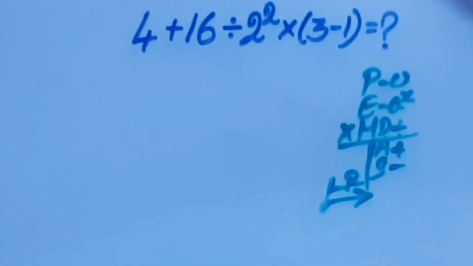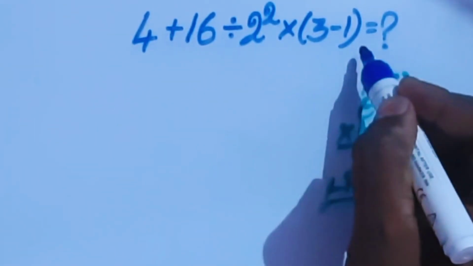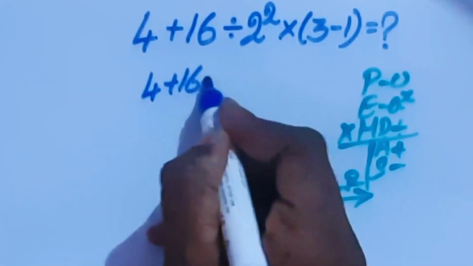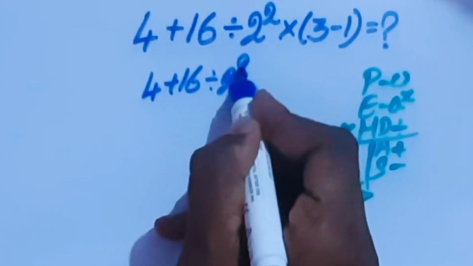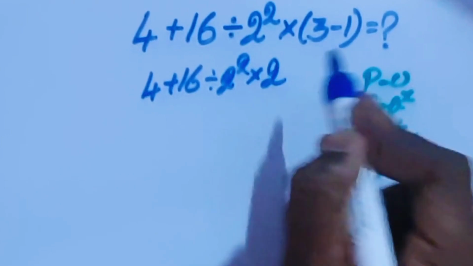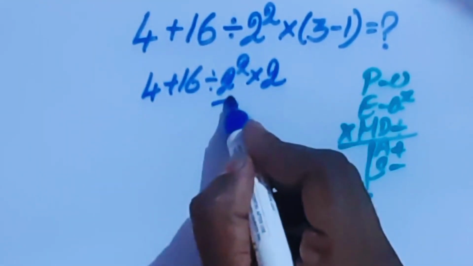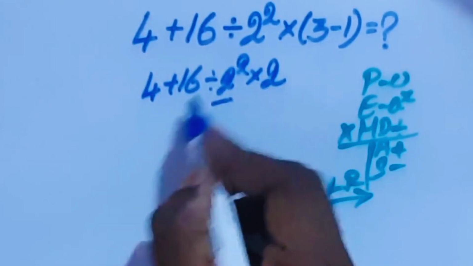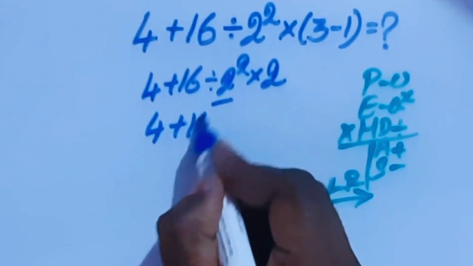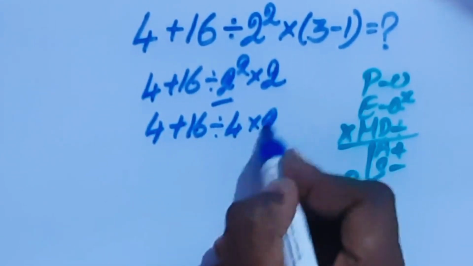Here, as per this order of operations PEMDAS, this bracket is higher priority, so we have to do this bracket before any other operation. So 4 plus 16 divided by 2 power 2 times, here 3 minus 1 is 2. The next priority is exponent here. Here we have this 2 power 2. So we have to do this 2 power 2 before any other operation. So 4 plus 16 divided by 2 power 2 is 4 times 2.